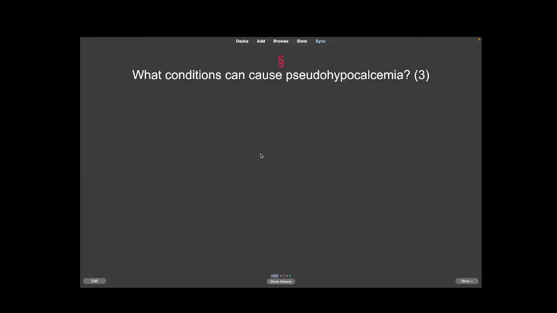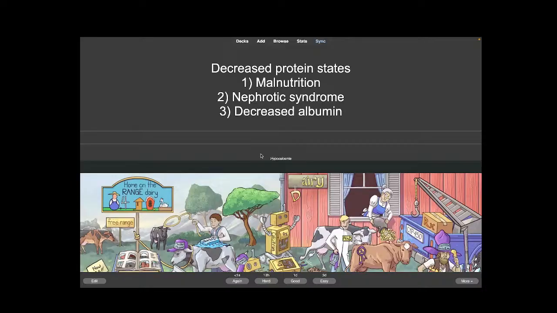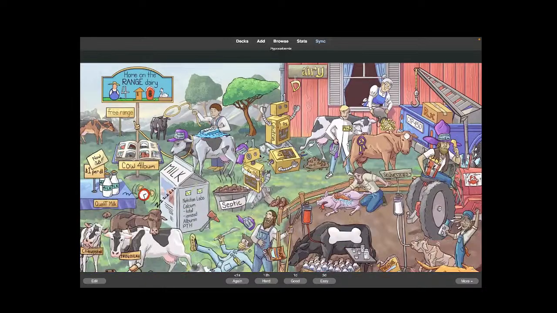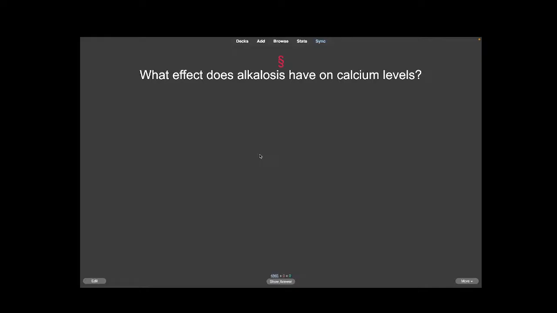Okay. We can cause pseudohypocalcemia if there's more albumin. Never mind. Decreased albumin. That's the absolute opposite. Well, maybe if you mentioned it, I would understand it. Decreased protein states. Anything with less albumin can cause hypocalcemia. Oh. Like malnutrition, nephrotic, and decreased albumin. Anything with low albumin.